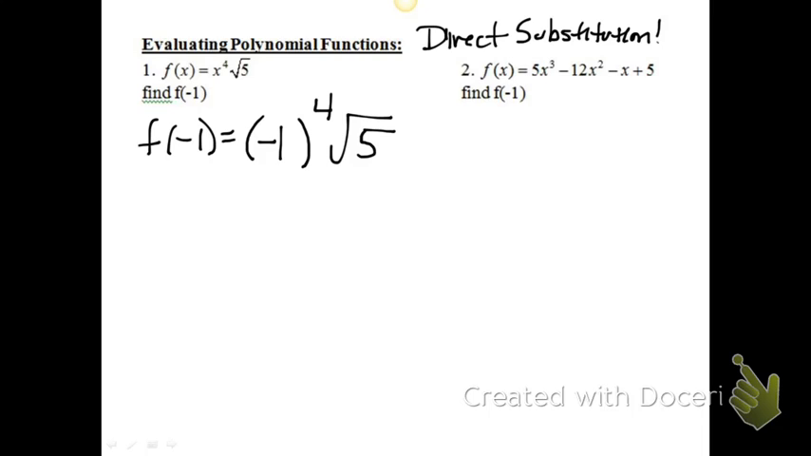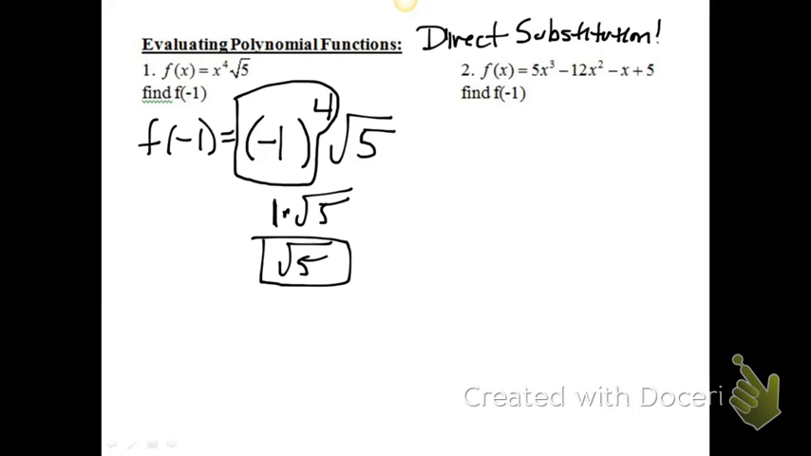Now, when I evaluate this, I have to follow order of operations, and I know that I would have to do the exponent first, and I know a negative number to an even power will be positive, and negative 1 to the fourth would be just positive 1. And then I have to multiply that by the square root of 5. 1 times the square root of 5 would just be square root of 5. So I've evaluated it just doing direct substitution.